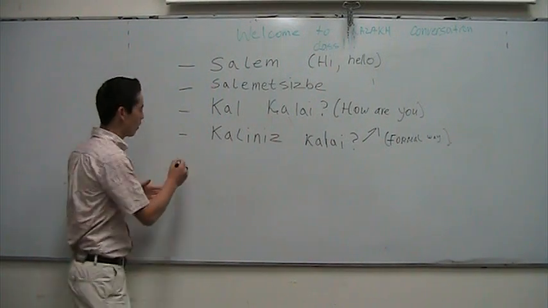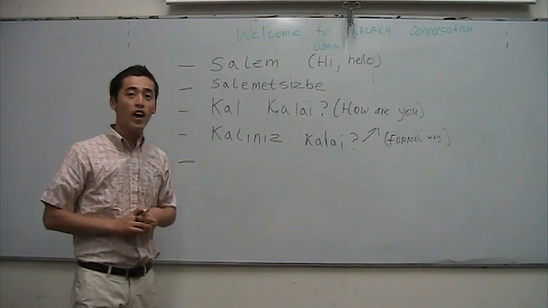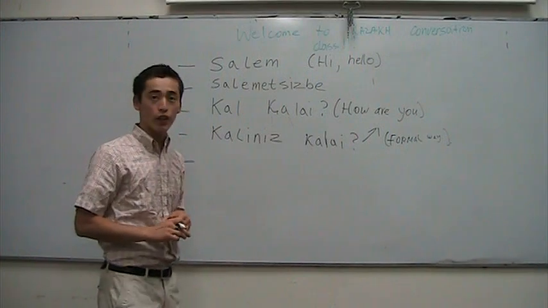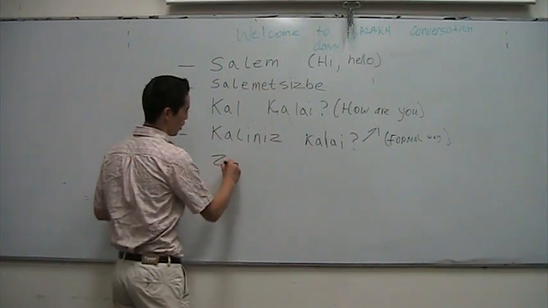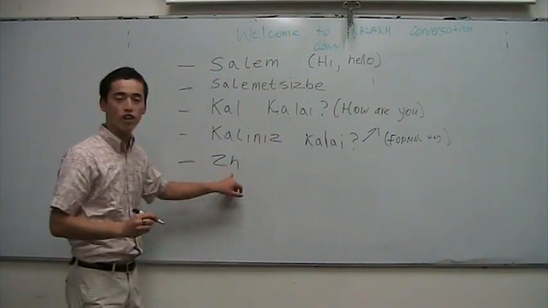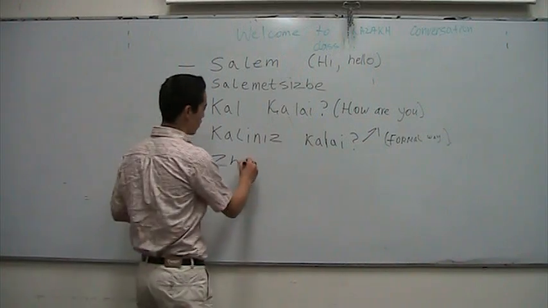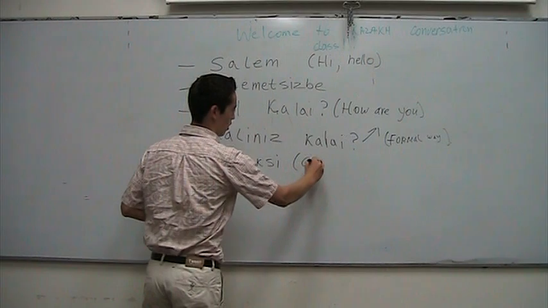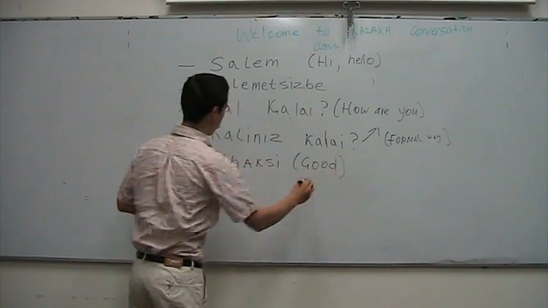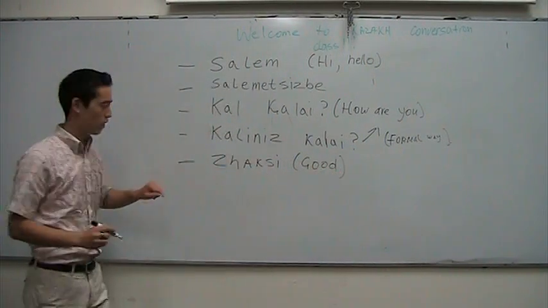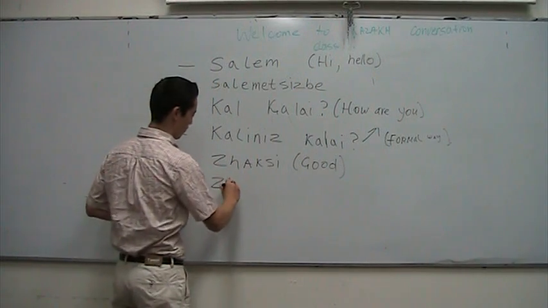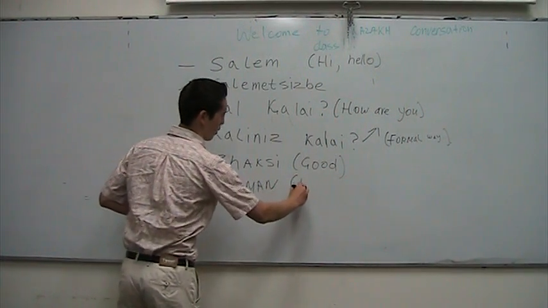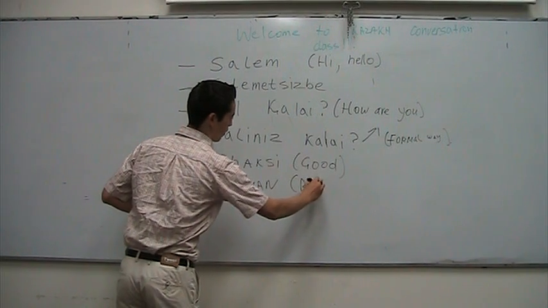And let's learn now how to say good and bad, yeah? Okay, the way we say good is jaksı. So ZH gives the sound j, jaksı. Good, jaksı. Jaman. Bad.